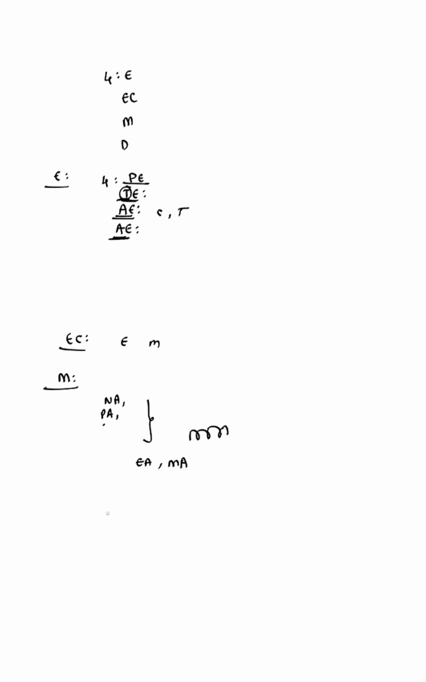Diaphysis. It is the elongated part of the bone between two metaphyses. It develops from primary ossification center.